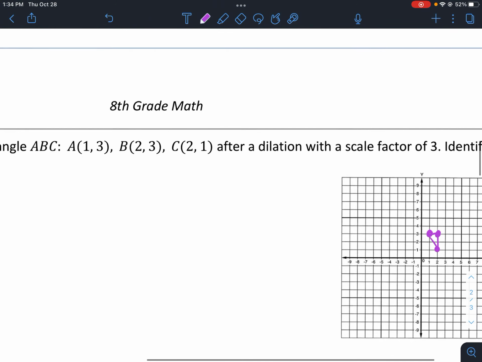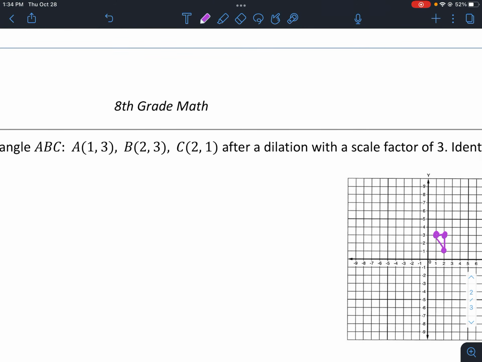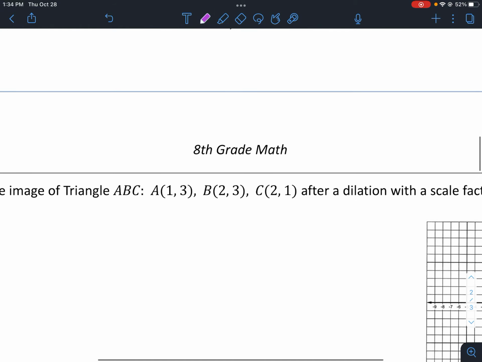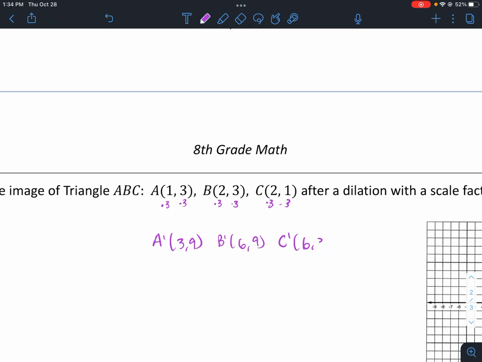So I'm going to multiply by a scale factor of 3 because 3 is bigger than 1. It should be a bigger image. So let's just double check if it is. Remember, I'm going to multiply each coordinate by 3. So A prime would be 3, 9. B prime would be 6, 9. C prime would be 6, 3.